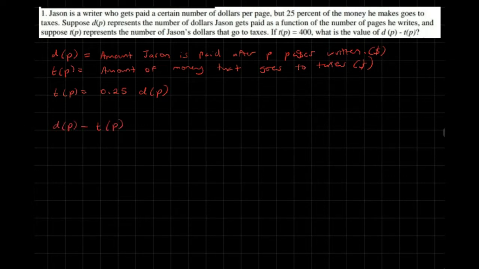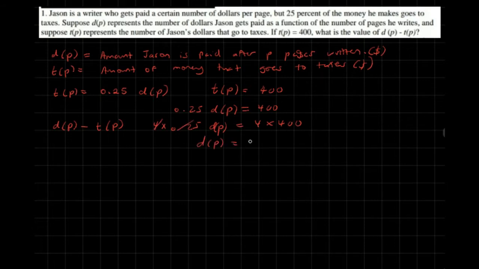Well, what you could do here is we know that the amount of money that he pays for taxes is 400, right? So if the amount of money that he pays is 400, we can understand that 0.25 DP is equal to 400. So DP, if you multiply 400 by 4, you basically get 1600. So Jason makes a total of 1600, right?